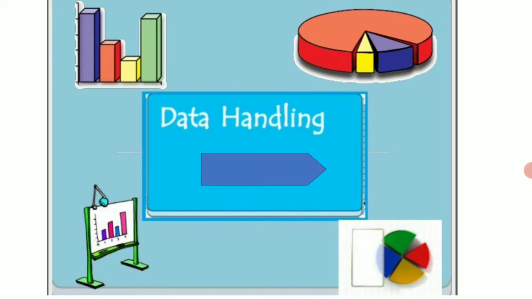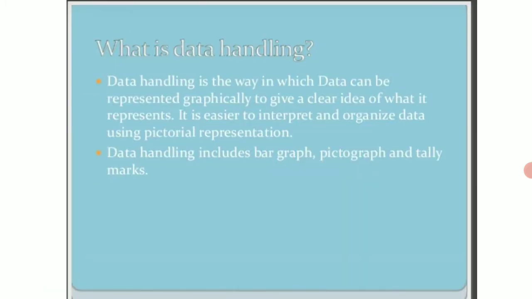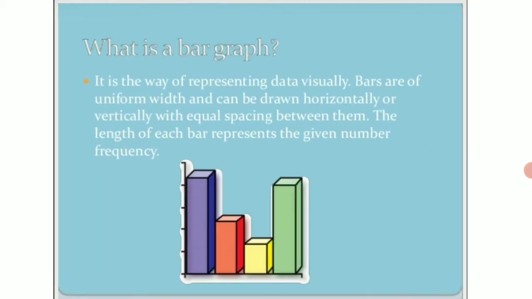Okay, children, let us come to a new chapter of our maths book, that is data handling. The chapter is quite easy. Now, let us go into the details of what data handling is. Data handling is the way in which data can be represented graphically to give a clear idea of what it represents. It is easier to interpret and organize data using pictorial representation. Data handling includes bar graph, pictograph, and tally marks.